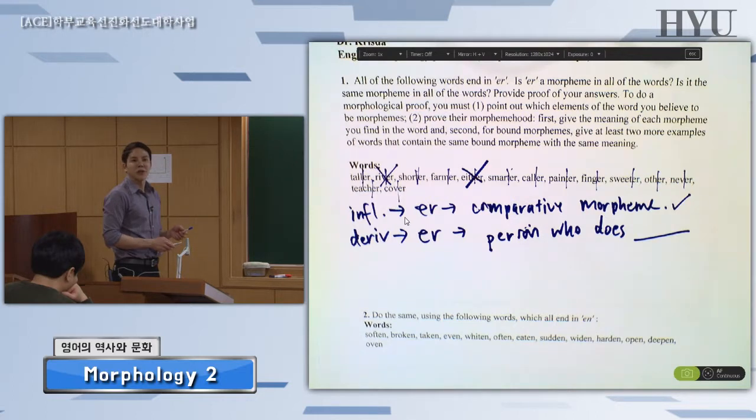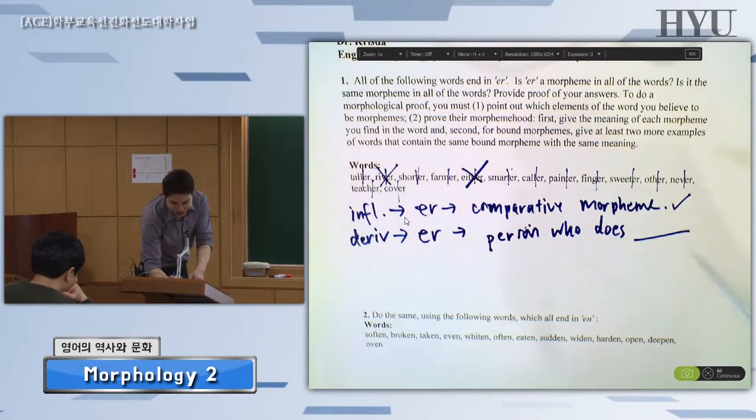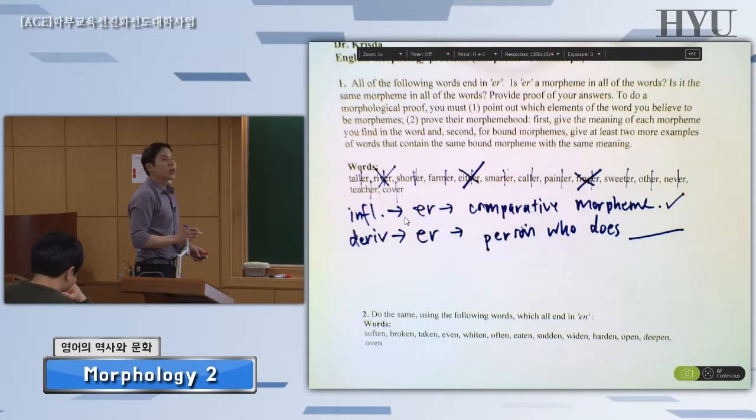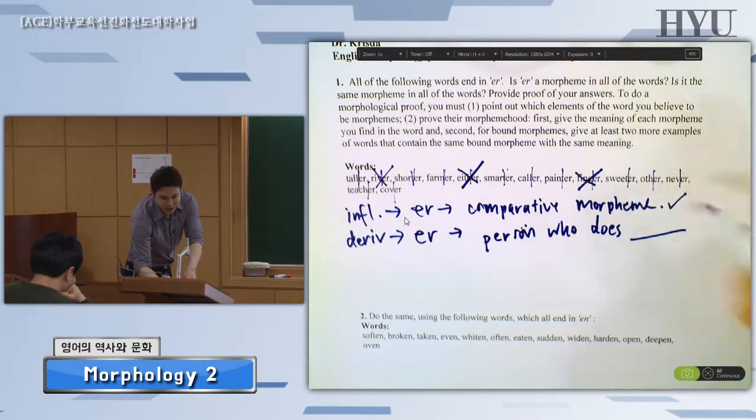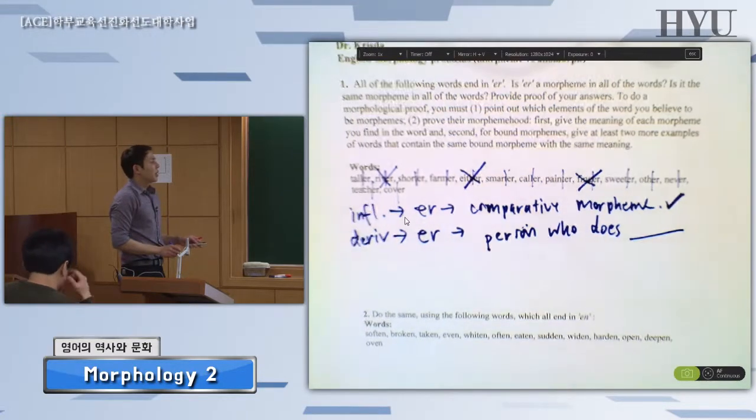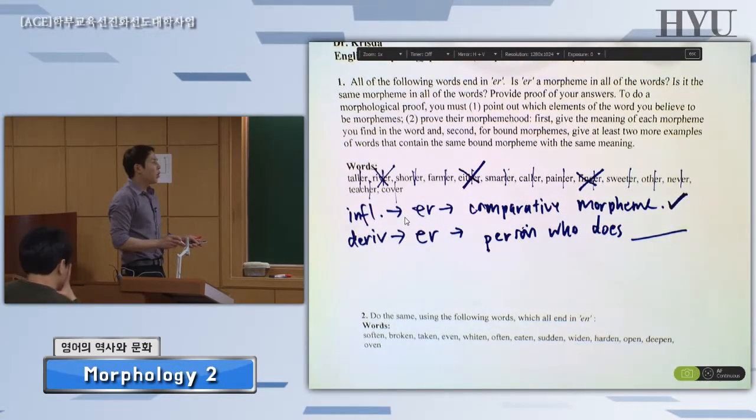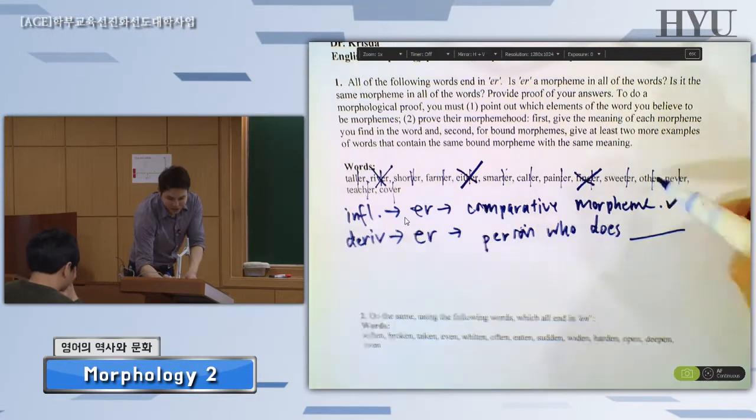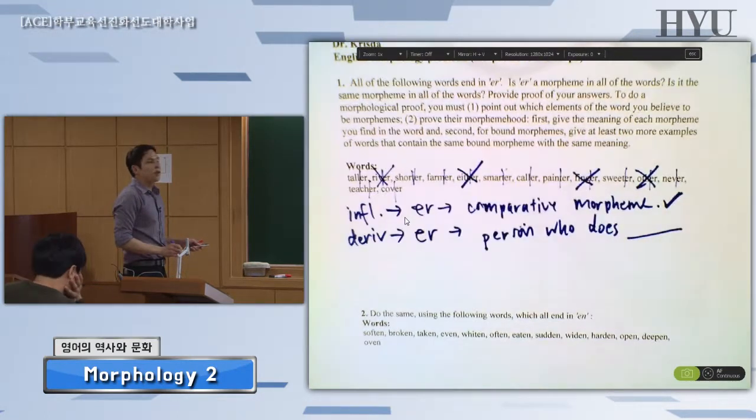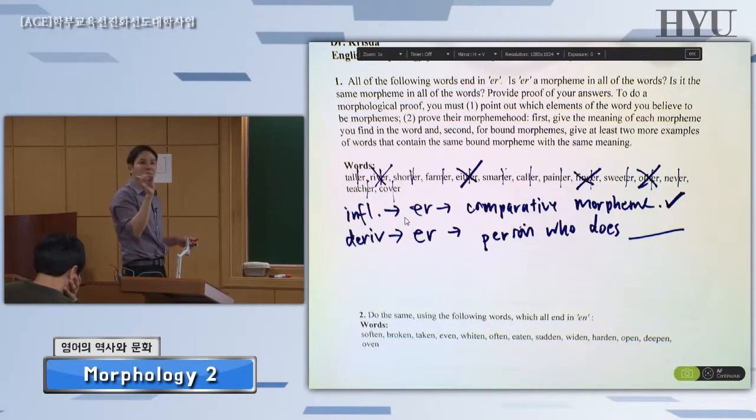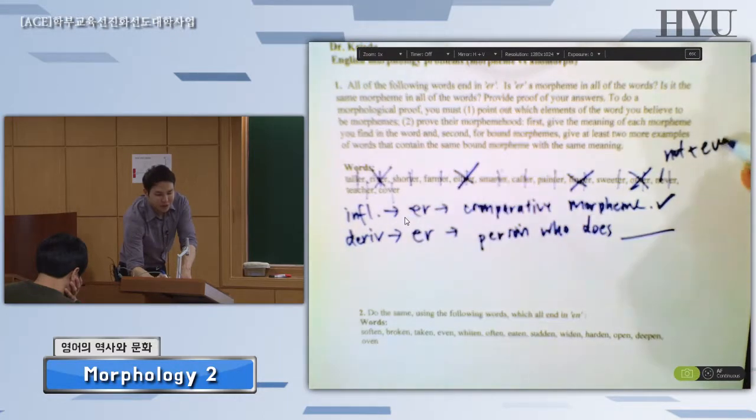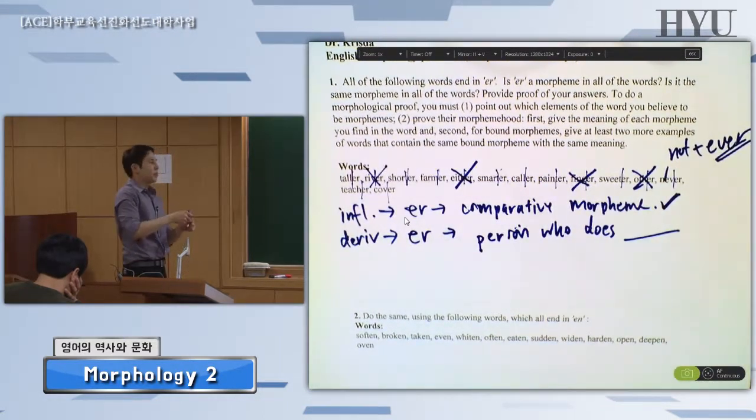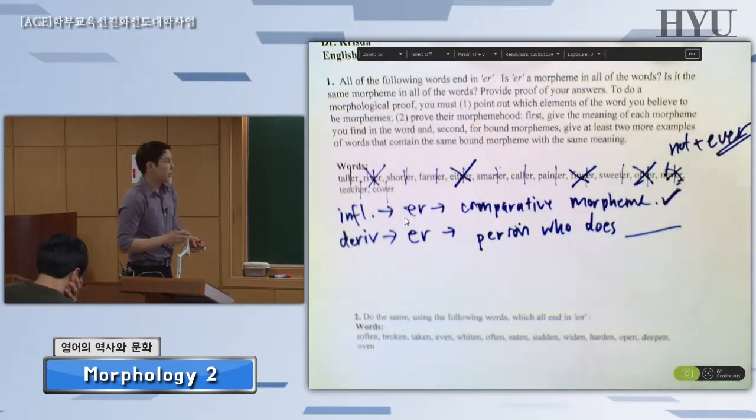Thinker, a person who thinks? No, right? There's nothing like that, so this one is no. Sweeter? Yes, right? So same as the comparative morpheme. Other, oth and -er? No, right? So not that one. Never, nev and -er? No, right? Never is just one word. Originally, it's from not plus ever, but ever is already a word. You cannot separate it into ev and -er. So never is not separable. At least the -er is not separable.